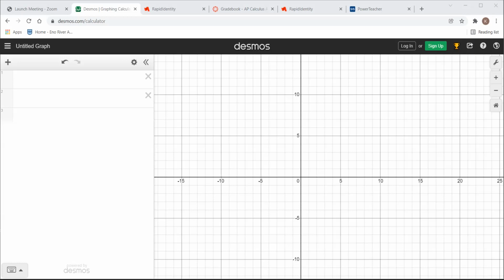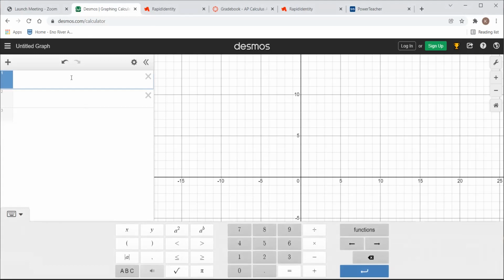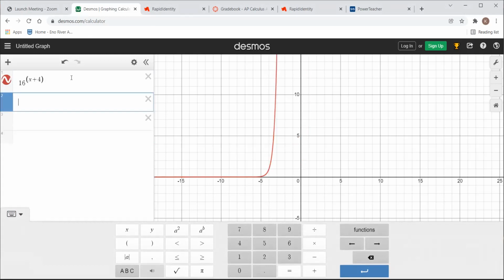Okay. I hope that that is screen sharing correctly. Okay, 16 to the x plus 4. Oops. X plus 4. And then 32 to the 2x minus 10.